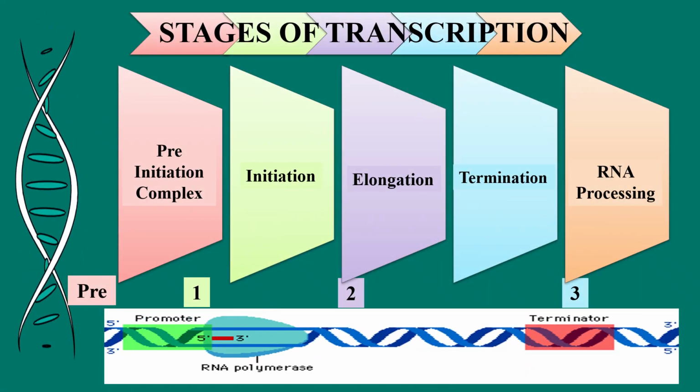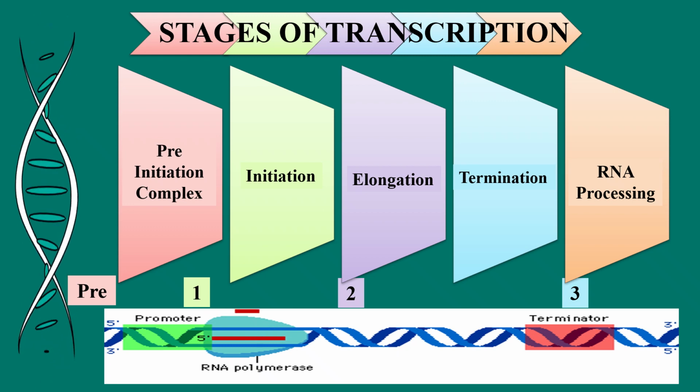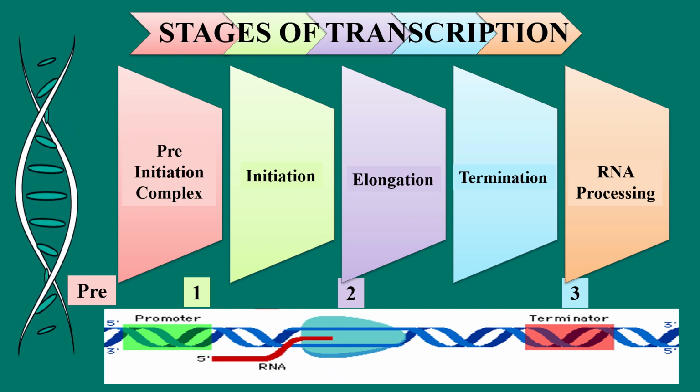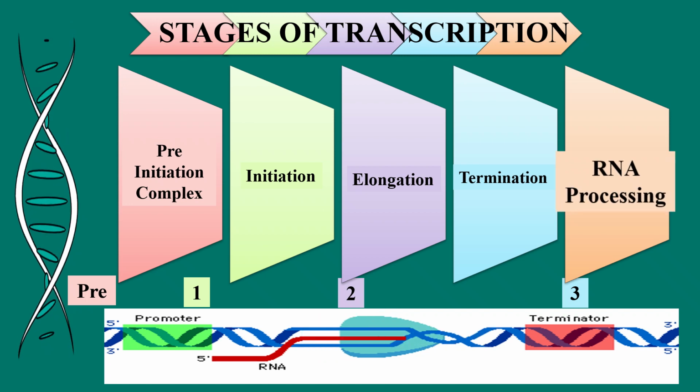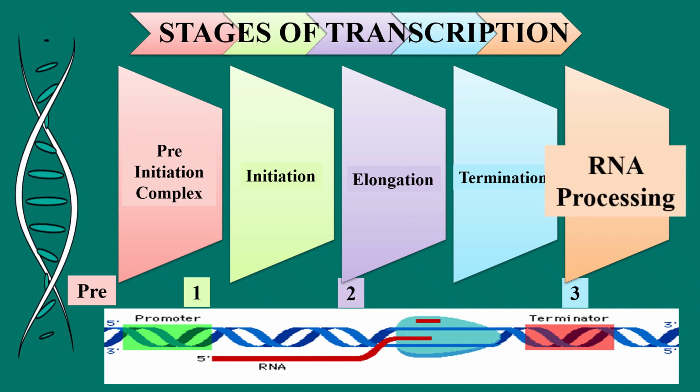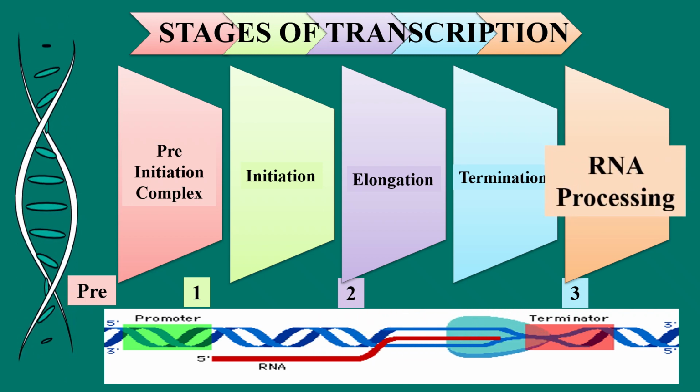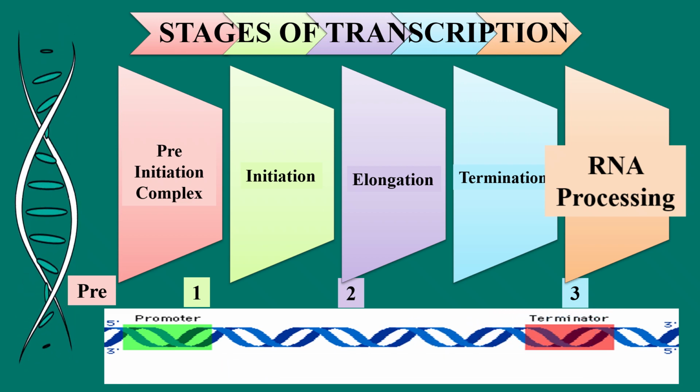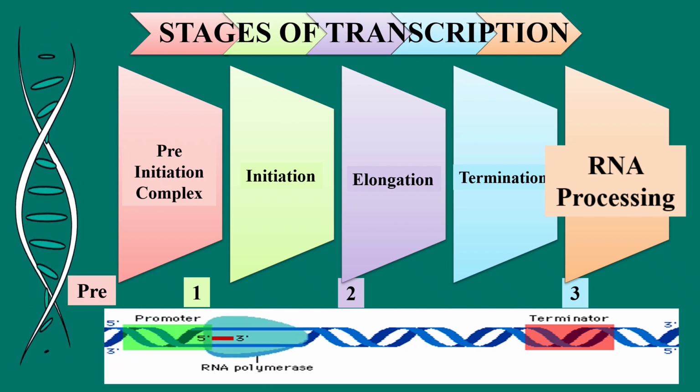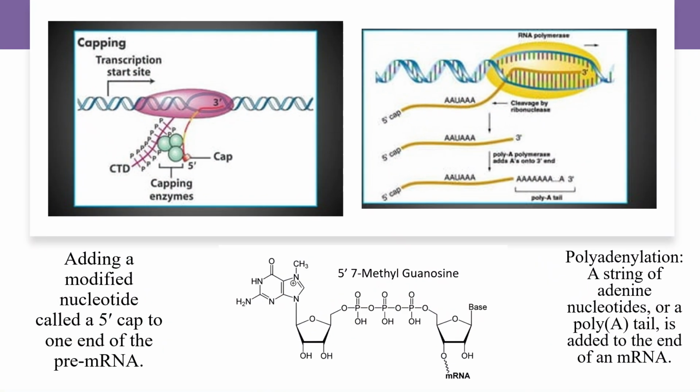The final step: as the RNA which is synthesized is a premature RNA, for maturation of RNA it has to pass through RNA processing. RNA processing is also known as post-transcriptional processing, or post-transcriptional modifications. As the RNA is synthesized in the nucleus, it has to be released into the cytoplasm for the process of translation. To protect its ends from degradation by exonucleases, two processes are performed.